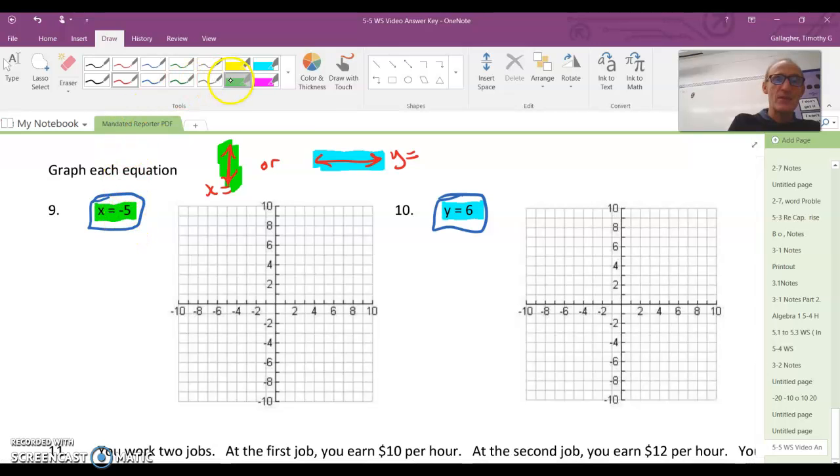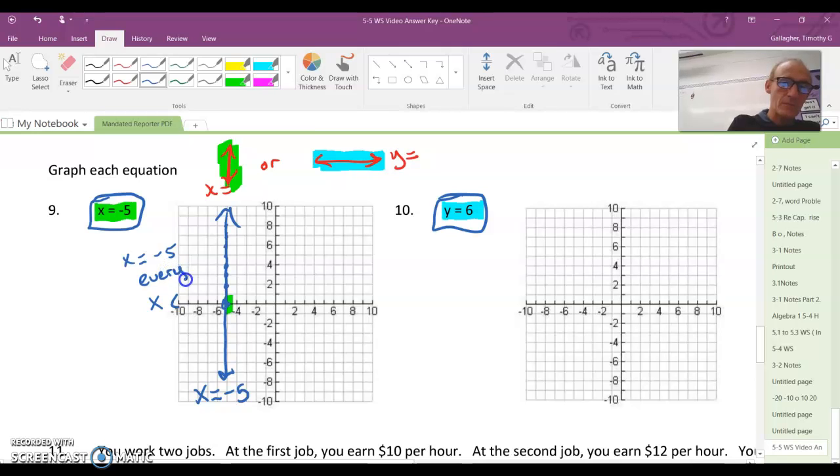Well, it makes sense that this negative 5 there on the x-axis, and it's going to be a vertical line, so that is the equation for x, that is the graph for x equals negative 5. Because right here is negative 5. Now, x equals negative 5 everywhere, see, on this line. X equals negative 5 everywhere. All right? So this is the graph for x equals negative 5. That is a vertical line.